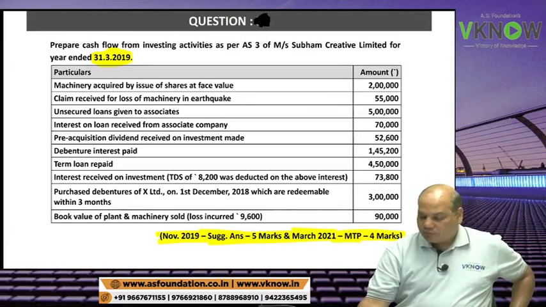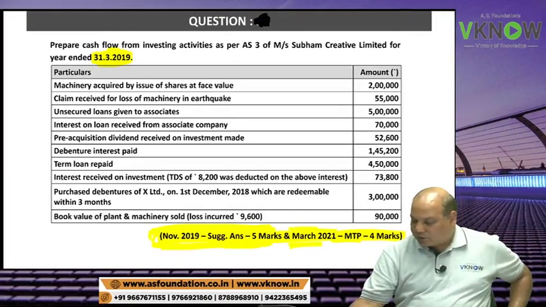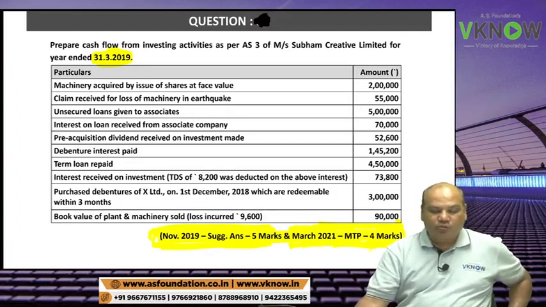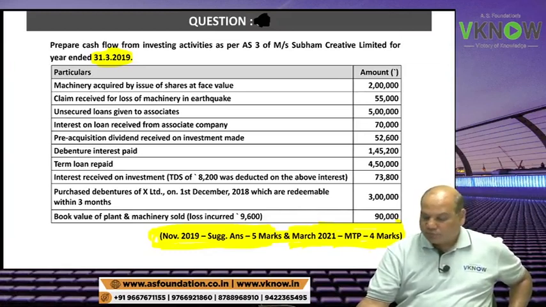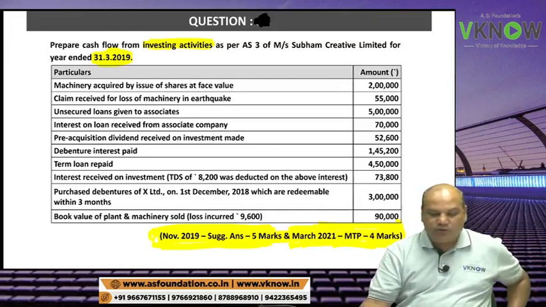Now write down on the right-hand side, rupees. The question is from your actual November 2019 exam for 5 marks. It was also given in the March 2021 MTP, that is your model test paper or mock test paper, for 4 marks. What you have to calculate here is only cash flow from investing activity.